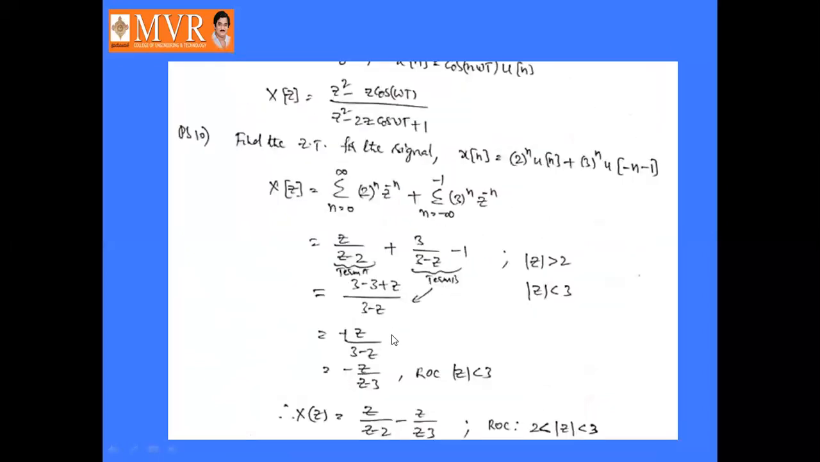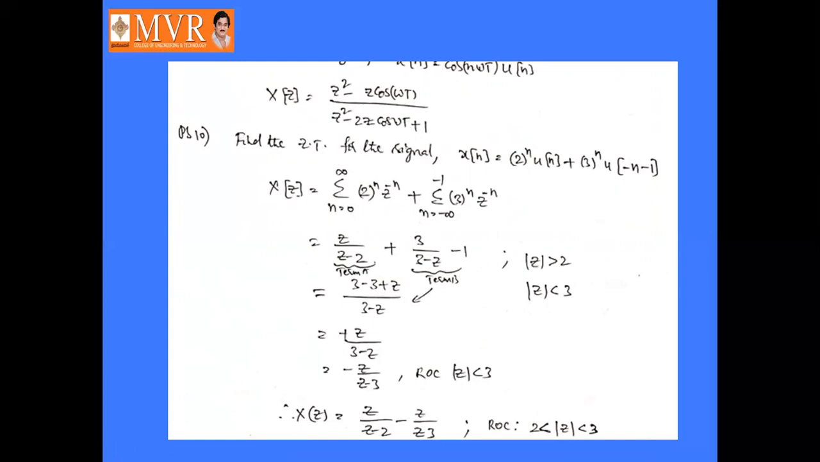In the same manner, we can find the z transform for cos n omega t into u of n. By solving this, we can find the answer as x of z equal to z square minus z cos omega t by z square minus 2z cos omega t plus 1, right?